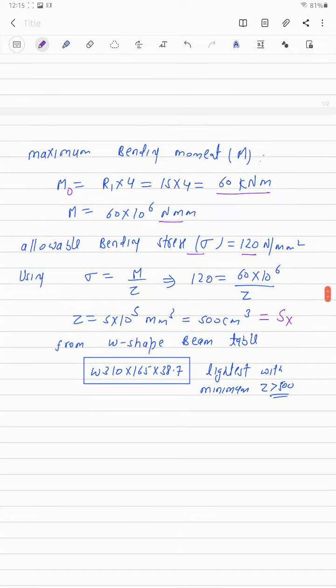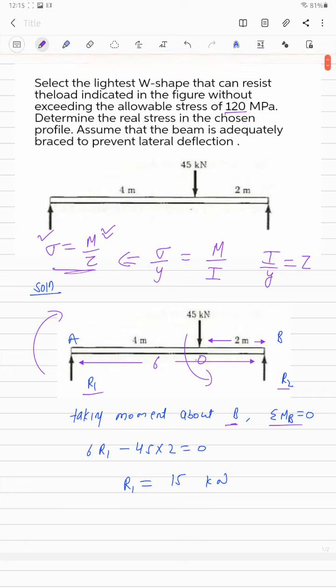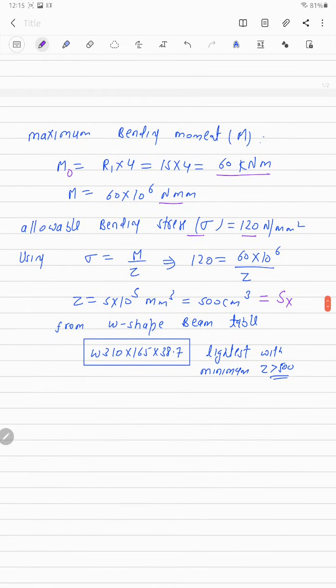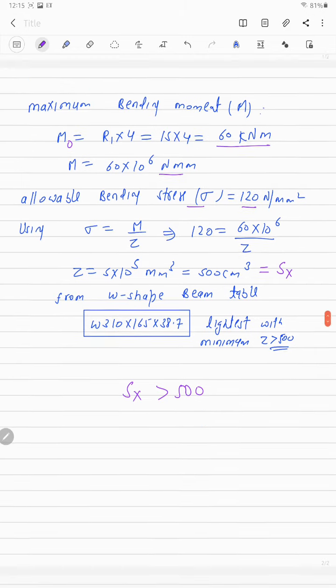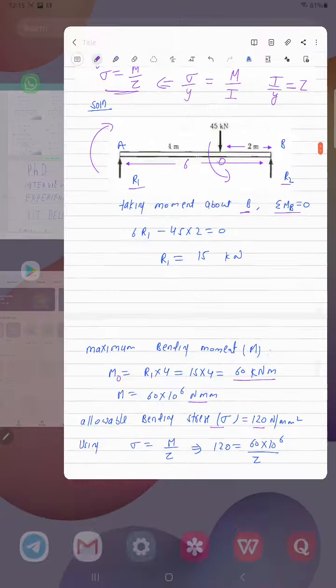Now we will look at the tables. Standard tables are already given. We have been asked for the lightest beam. Lightest beam means the weight of the beam must be minimum. So we have to find a beam which has a section modulus greater than 500. Sx must be greater than 500 and it should have minimum weight. So we will search the tables.